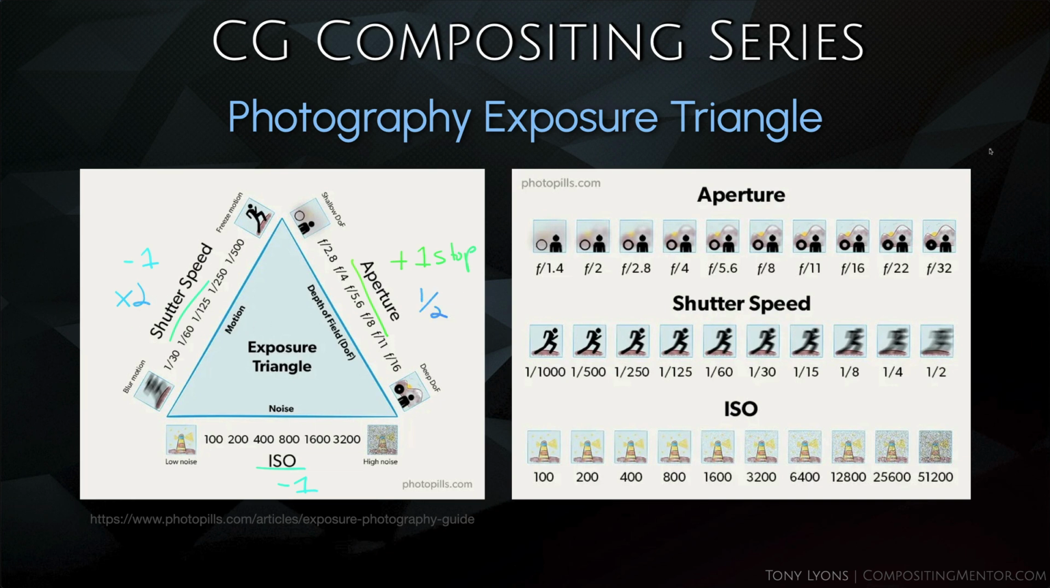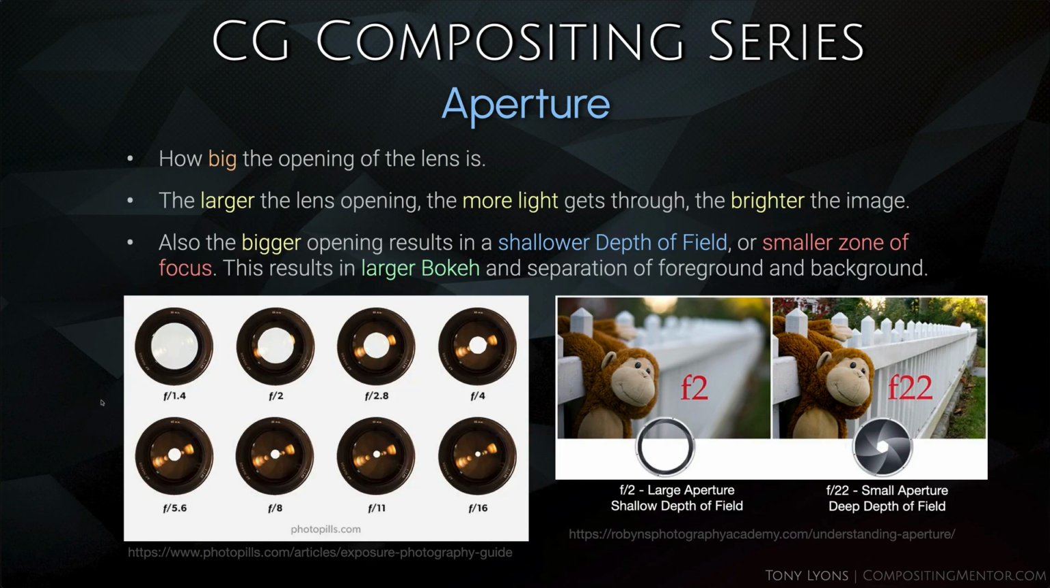If this is an entirely new concept for you, then I'll just really briefly go over what these are doing. Aperture is how big the opening of the lens is. The larger the lens opening, the more light gets through and the brighter the image. Also, the bigger opening results in a shallower depth of field or a smaller zone of focus, and this results in larger bokeh shapes and further separation of foreground and background.